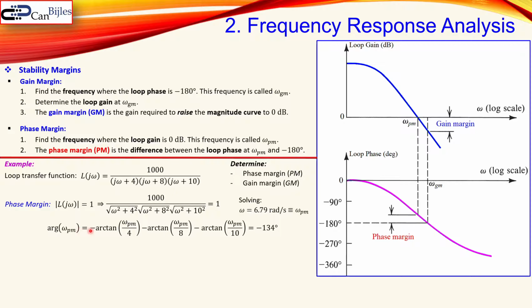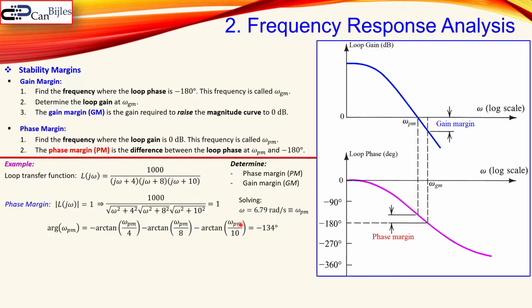How can we set up this equation? You look at your loop transfer function. The numerator doesn't have any phase contribution, so that is 0. But the denominator has 3 parts. You see here the j omega plus 4, etc. And each of them will contribute negative phase because they are in the denominator. That's why you have a minus arctangent of the imaginary part divided by the real part. Don't take the j, of course, just the value itself. In a similar form for the second part and the third part. You see all of them here.